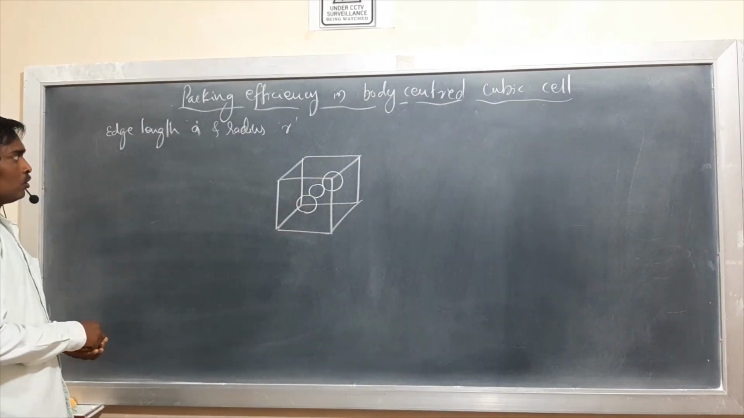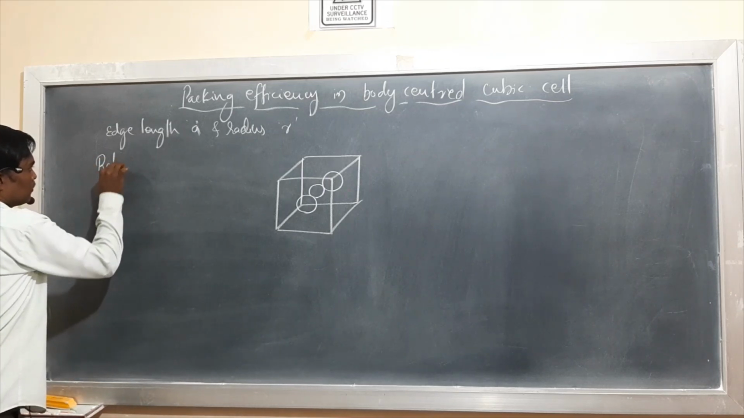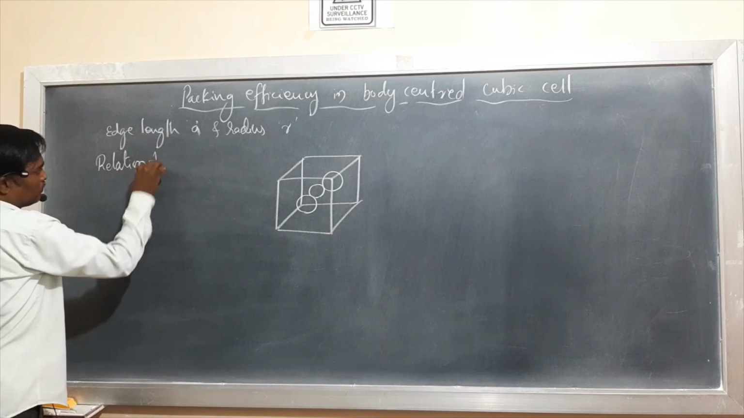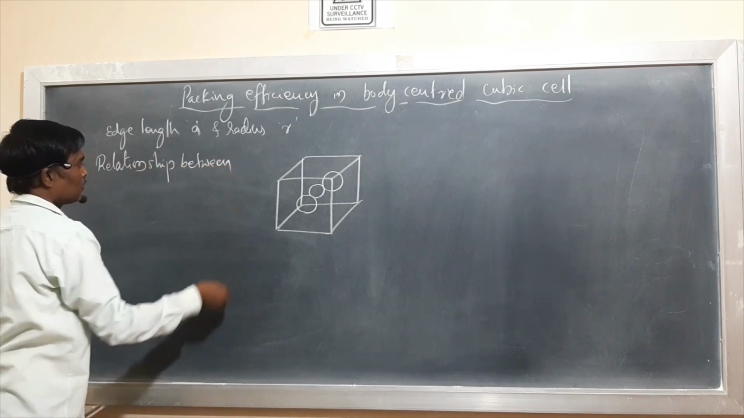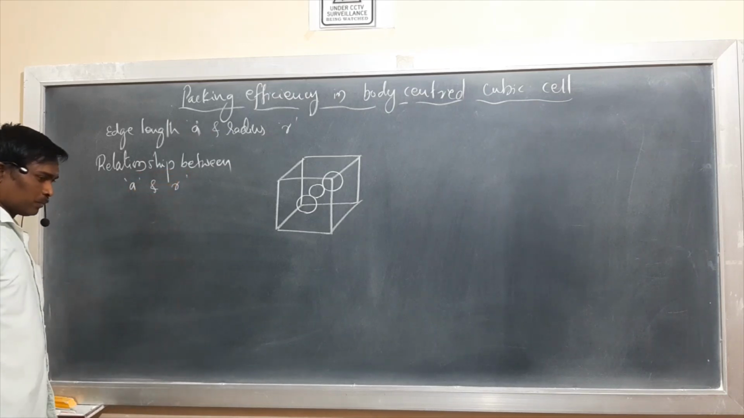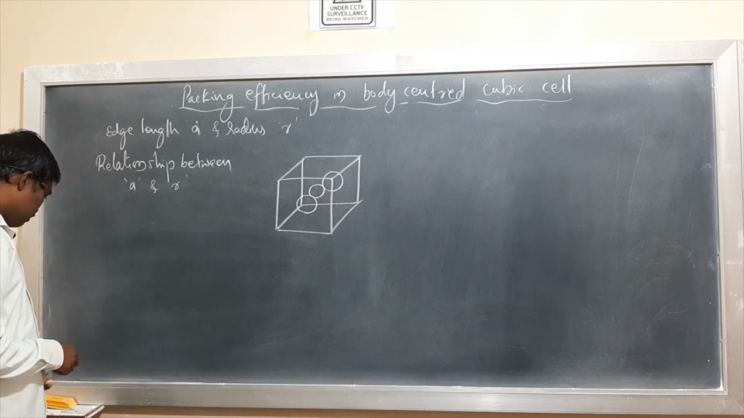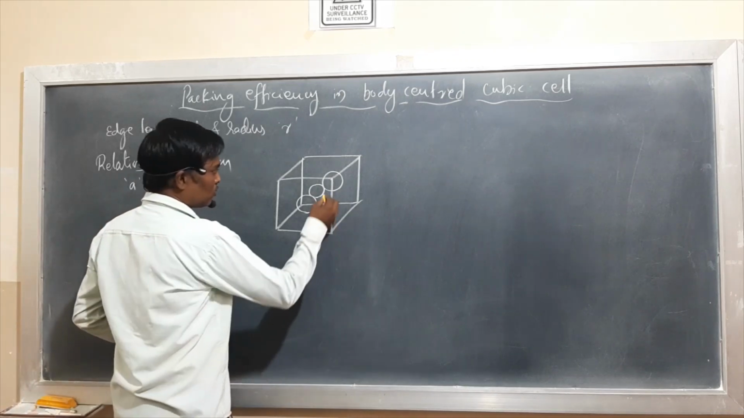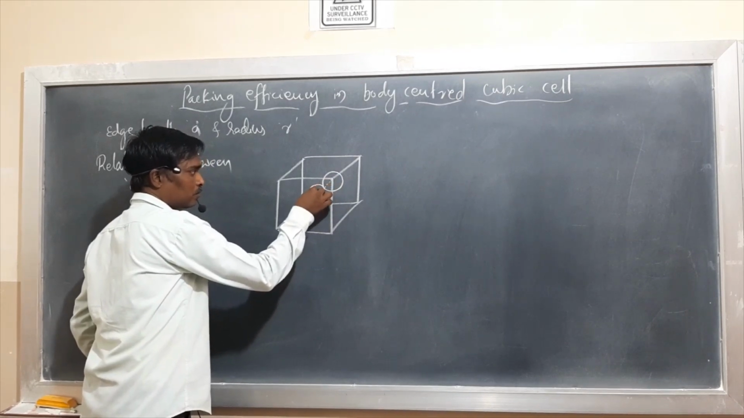Now let me derive the relationship between the edge length and the radius of the sphere. For that, let me draw two imaginary lines. The one which joins these three spheres.